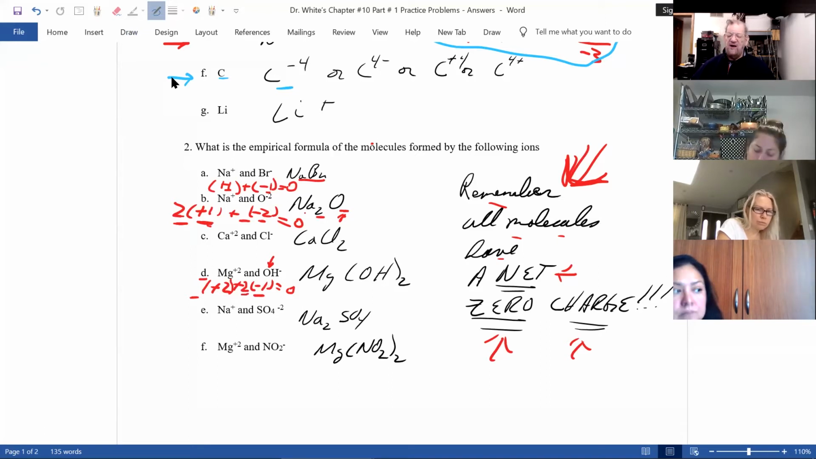So that means I need 1 magnesium and 2 hydroxide. For polyatomic ions, we put them in a bracket. And I have 1 magnesium, and how do I show 2 of these? Bracket, close bracket, subscript to the right, 2. And that's how you do it.